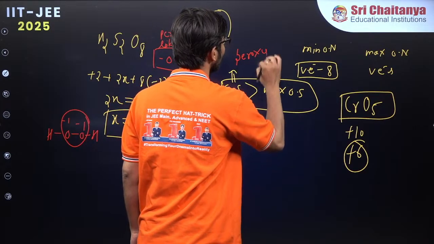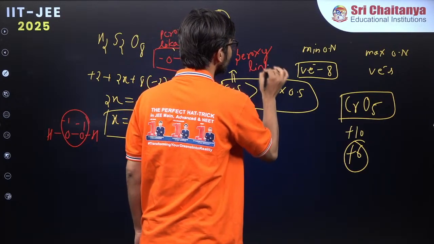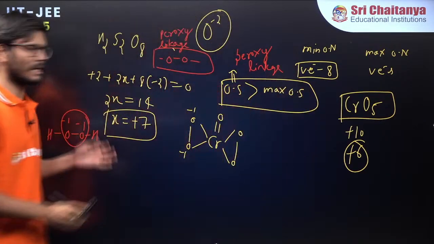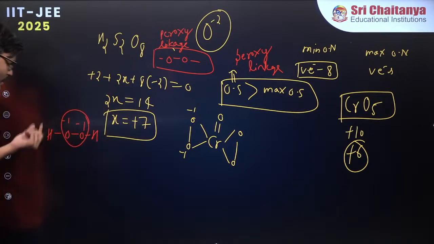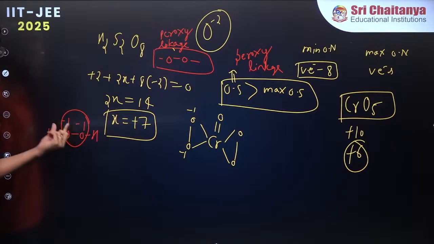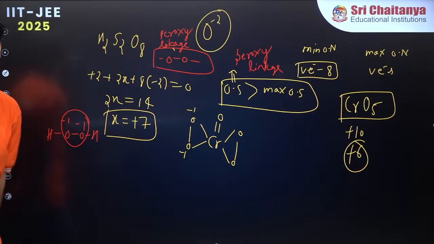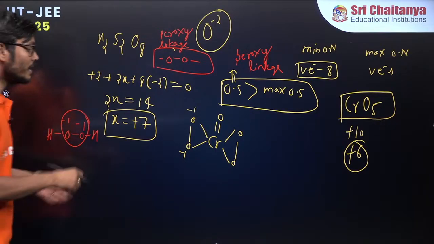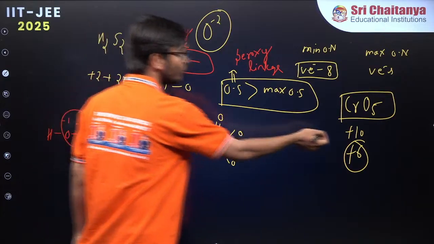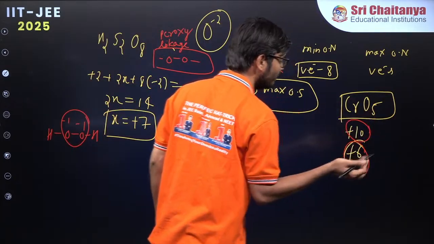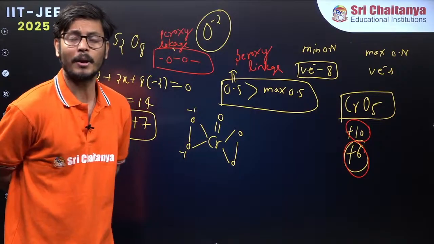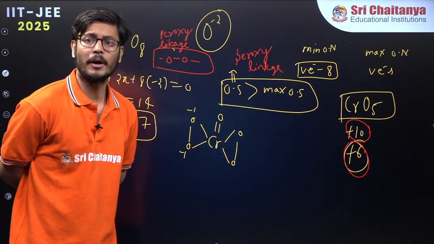There must be what? Peroxy linkage. What is peroxy linkage? Hydrogen peroxide. Just remember the name, no need to memorize. What is that? H2O2. In that case, oxygen will have -1 oxidation number rather than -2. Here also, in chromium the maximum possible was +6 and we were going to +10, that means there will be a number of peroxy linkages.